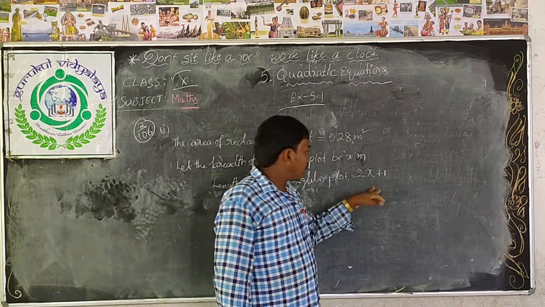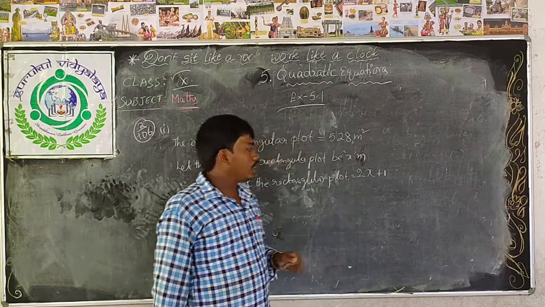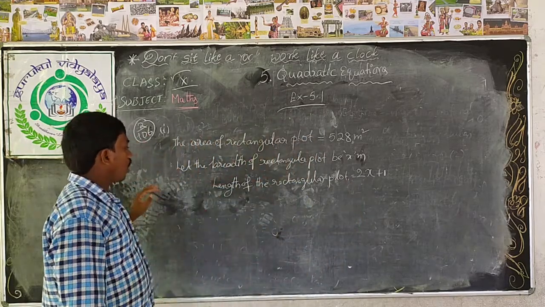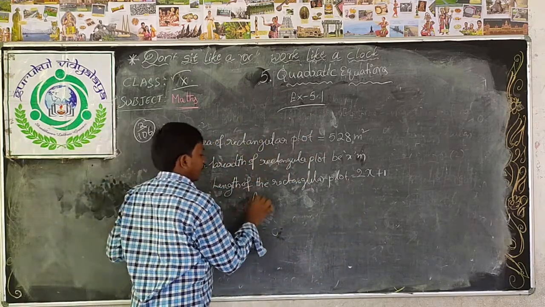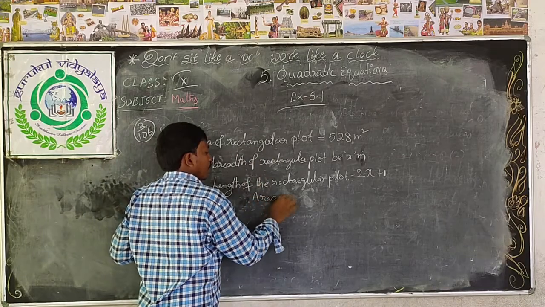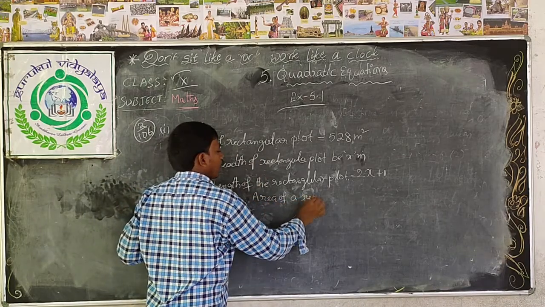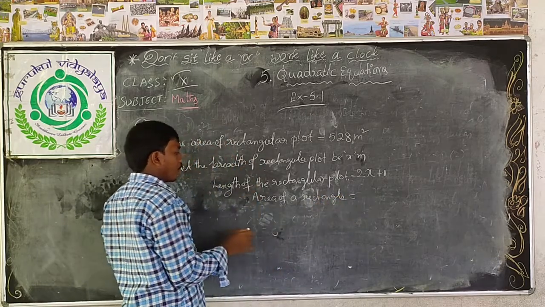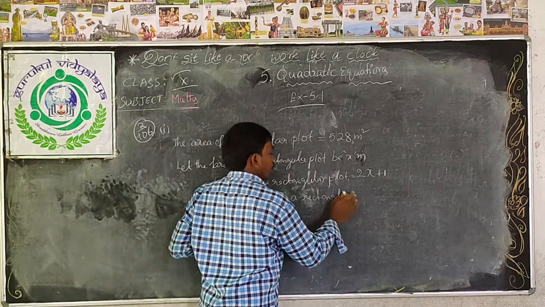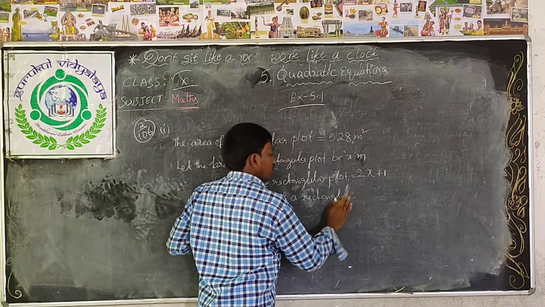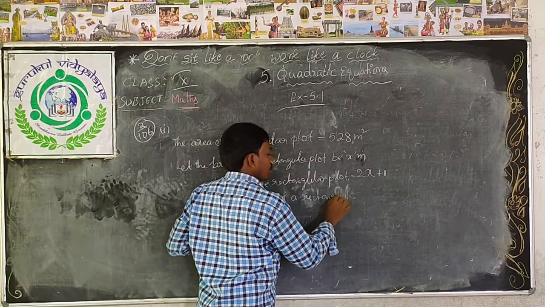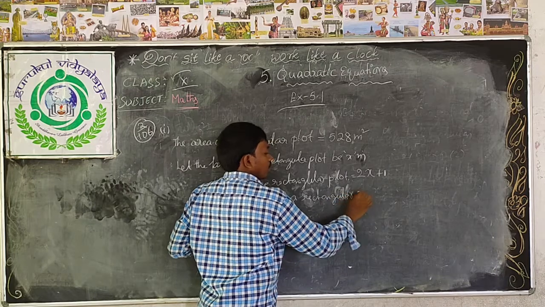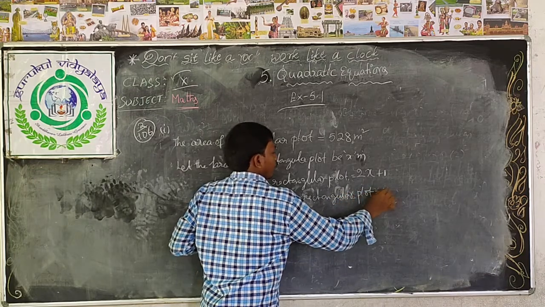Okay, twice the breadth means x, na. Now area is given. What is the formula for the area of a rectangle? Here the area of the rectangular plot is given, equal to 528.